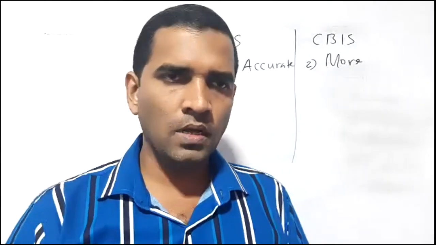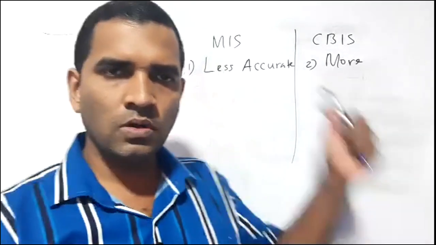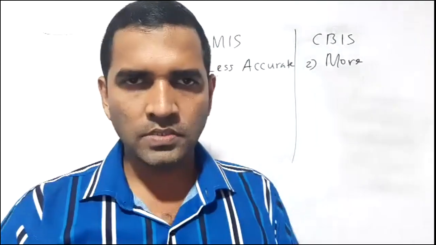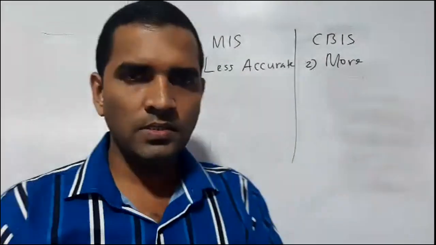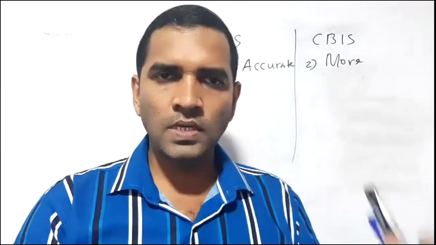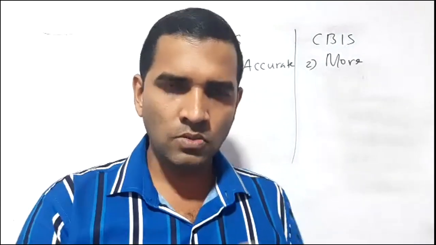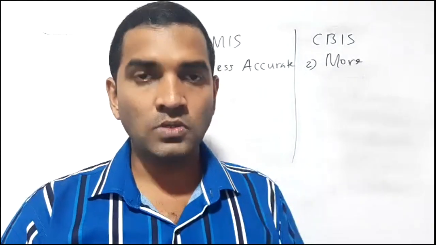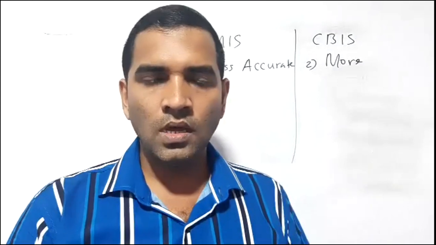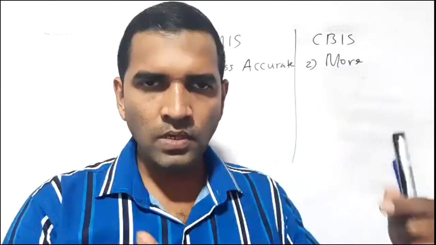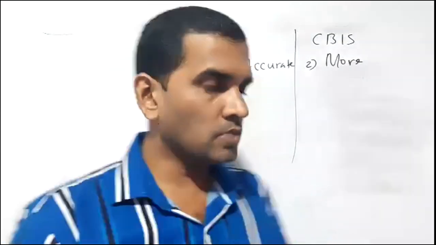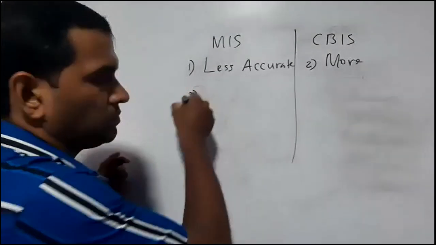So as people, we can make mistakes. So you can't say that it is accurate, right? There can be mistakes, right? But in computer-based information system, everything is done by computers and softwares. So they never make mistakes because they follow the instructions fed. So they work based on the instructions. So they never make mistakes. That is the first one. Second.